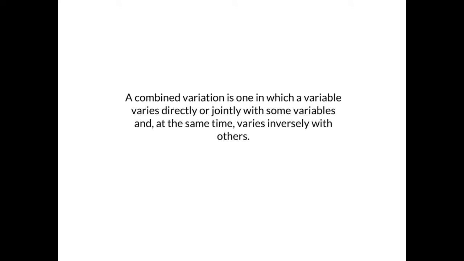In this video, I'm going to be explaining what combined variations are. A combined variation is one in which a variable varies directly or jointly with some variables and at the same time varies inversely with others. That means that we'll have both a direct and an inverse variation in the same equation, so I'll show you how to set that up.